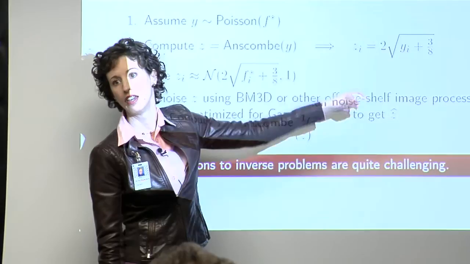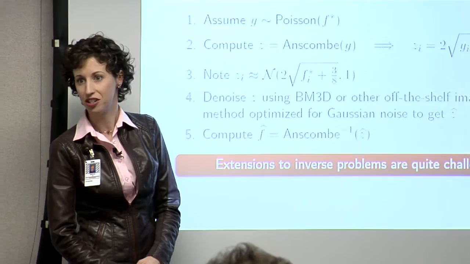And so I'm applying this Anscombe transform, for instance, to each pixel independently. And then I do this BM3D or whatever other kind of denoising I want to do. Great, thanks for asking. Are there any other questions?